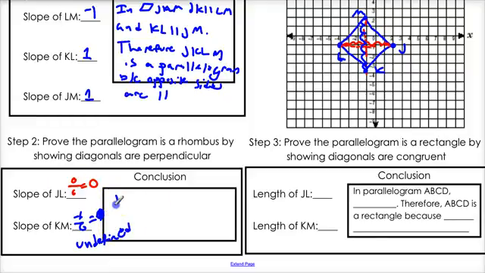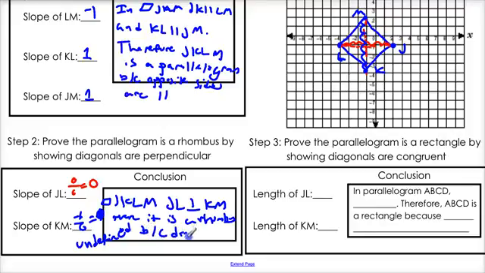So we know that in parallelogram JKLM, JL is perpendicular to KM, therefore it is a rhombus because diagonals are perpendicular. All right, so step 2, done. You have to find the slope of the 2 diagonals. All right, find the slopes of the sides, find the slopes of diagonals, write a conclusion, and then finally we're going to do our final conclusion by showing the distance of these 2 and finding the length.